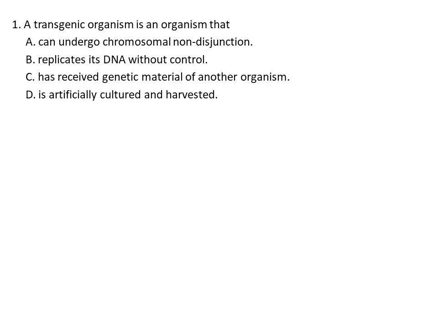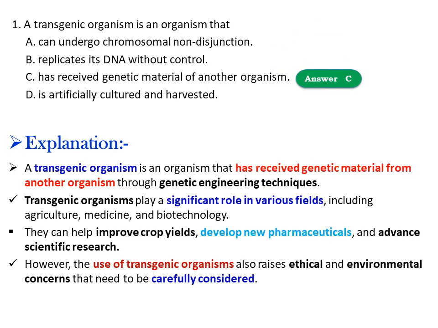Question number one. A transgenic organism is an organism that, the answer should be C, has received genetic material of other organisms. Let us see the explanation. A transgenic organism is an organism that has received genetic material from other organisms through genetic engineering techniques. These transgenic organisms play a crucial role in various fields including agriculture, medicine, and biotechnology.